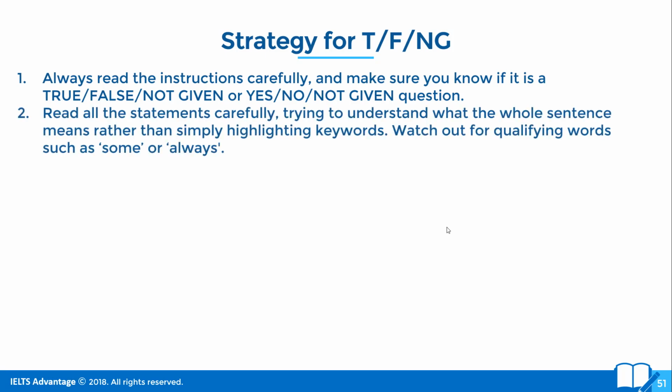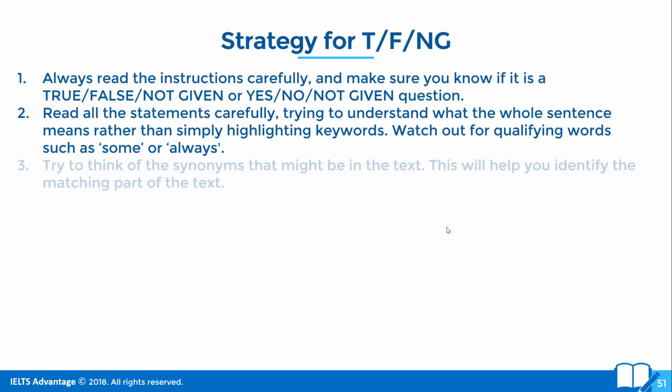Read all the statements carefully. So we're reading the statements first. We're not reading the text first. Trying to understand what the whole sentence means rather than simply highlighting keywords. Watch out for qualifying words such as some or always. So job number one is to understand what the statements mean. If you do not understand what the statements mean, you will not be able to answer the question.